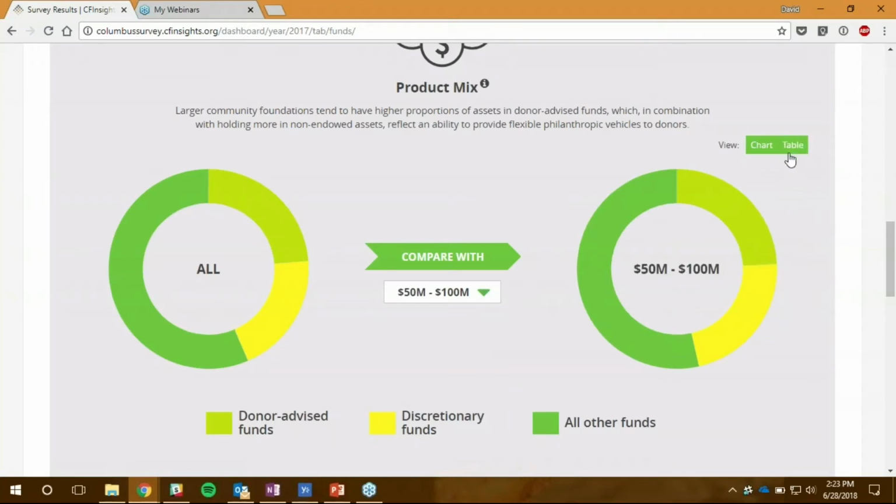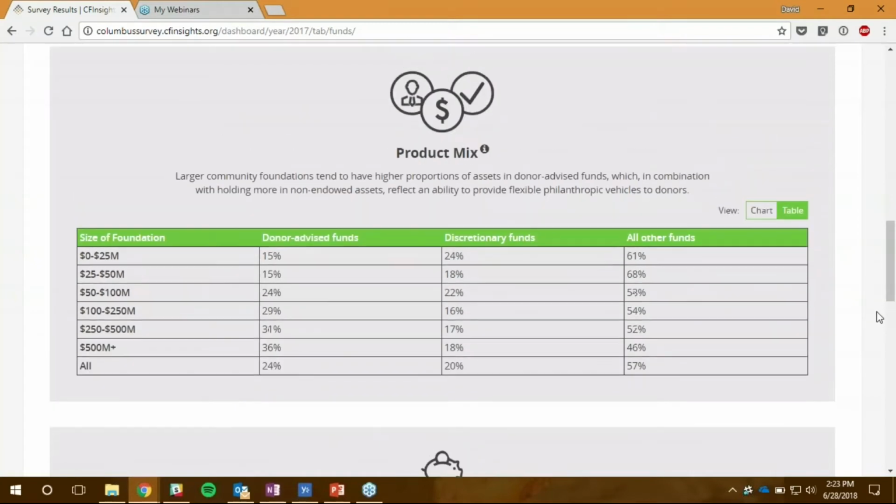But if you don't want to click through the drop down and you just want to see the data, here's another opportunity for you to just turn this into a chart. All of our respondent averages, or the averages for the entire pool, is going to be at the bottom of the chart, and then you can see by asset size breakdown what the differences are between the different groups. And so as you can see, as we increase in foundation size, this is another way for you to see the increase in proportion of assets that are in donor advised funds.